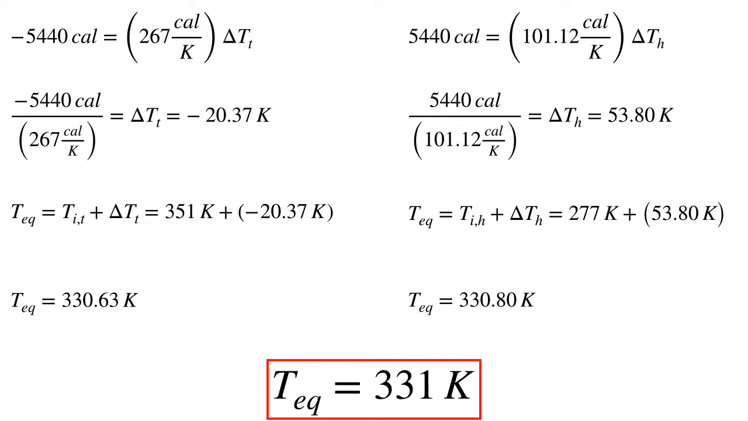So you can do the one on the left and you're done, or you can do the one on the right with a positive 5440 and you're done, because they come out to the same thermal equilibrium temperature. But if you do both, of course, you can check, and that's why we did both. So we come out to 331 Kelvin, approximately, to the nearest whole Kelvin.